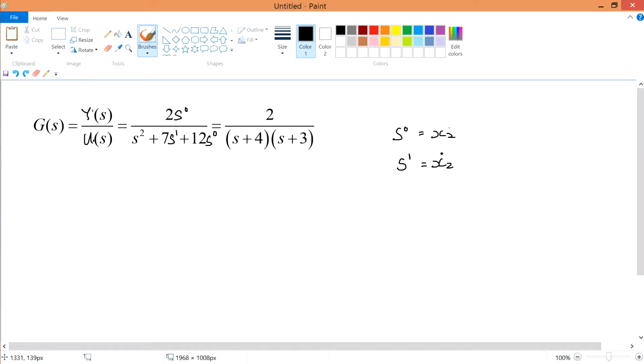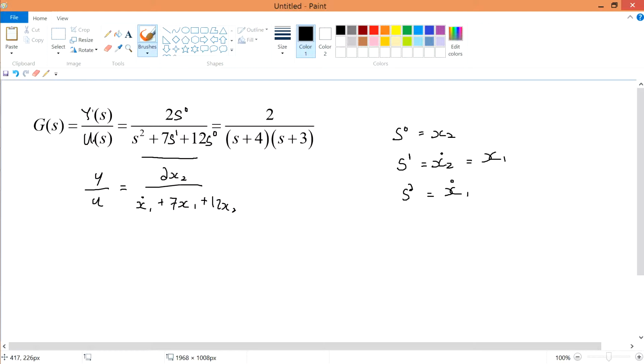So if I differentiate x2 to x2 dot, s to the power of 0 will become s to the power of 1. And I can simply write s to the power of 1 as x1. Now if I differentiate x1, I'll have x1 dot, and s to the power of 1 I'll write as s to the power of 2, because differentiation is s times s. So therefore I can re-represent all my s squared, my s to the power of 1, my s to the power of 0 as x1 dot, x1 and x2. I'll just substitute it in now.